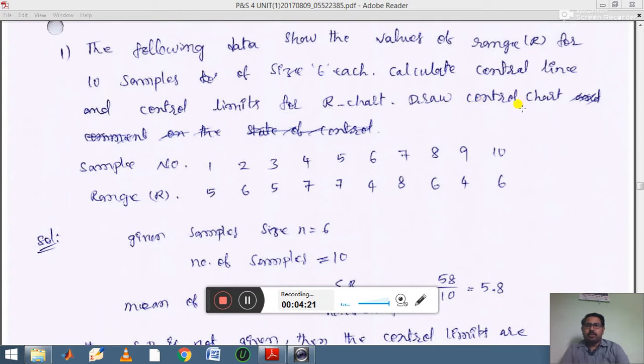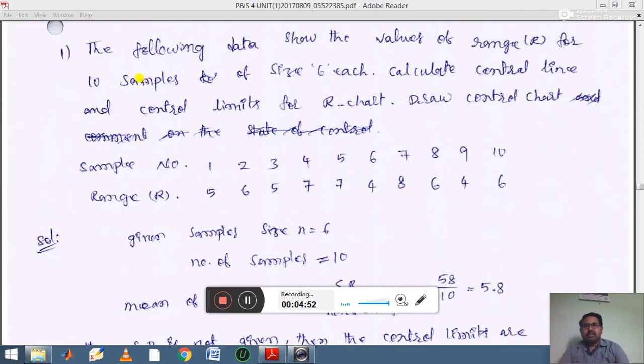Draw the control chart. Here the data is related to the R chart, therefore you need to construct the R chart for this. Here the sample numbers are 1, 2, 3, 4, 5, 6, 7, 8, 9, 10, and the range values are given. There are 10 range values. Then let us proceed to the construction of the R chart.